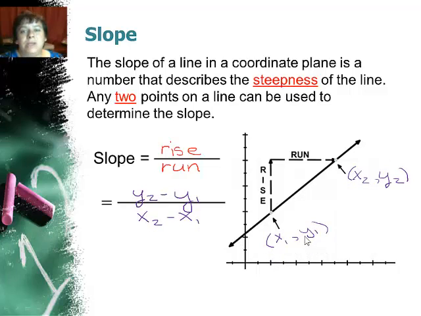When we have points x1, y1 and x2, y2, we can say the rise is how far up the y-coordinate changes from here to here. That would be y2 minus y1. And the run is how far the x-coordinate changes from here all the way to here. That would be x2 minus x1.